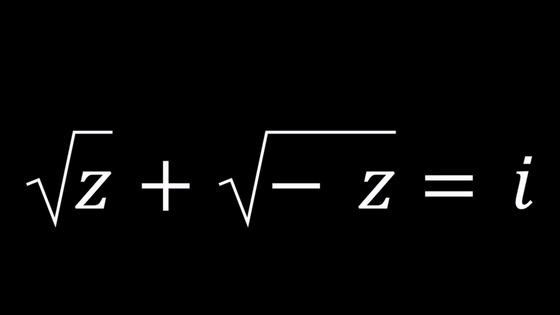This channel is all about complex numbers, and in this video we're going to be solving an equation with square roots. We have the square root of z plus the square root of negative z equals i, and we're going to be solving for z values. Are there any solutions to this equation?